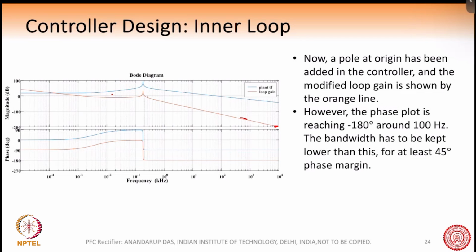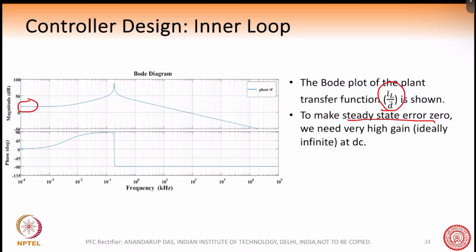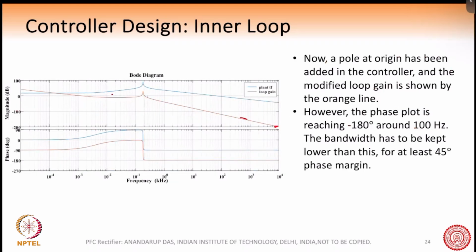But one problem when you put this as the gain: if you look into the phase plot, it is reaching minus 180 degrees around 100 hertz here. So the bandwidth has to be lower than this, because we want at least a 40 degree phase margin. So we have to again tweak this plot.